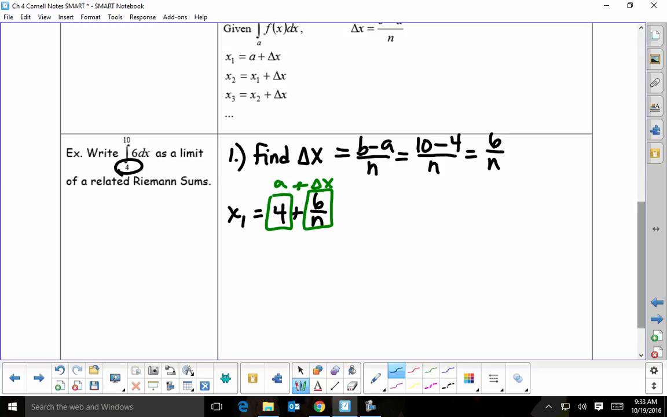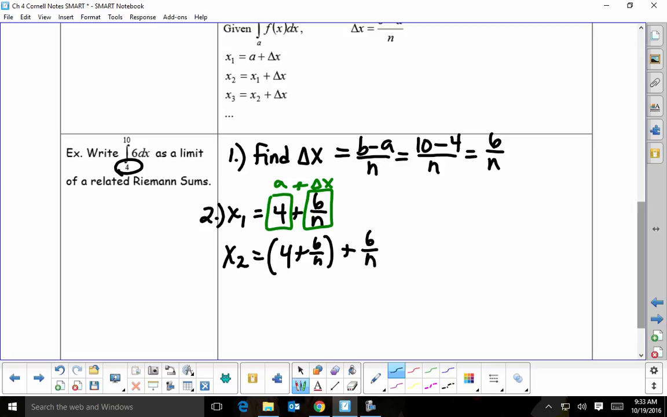So this is going to be our step 2. We're going to see the pattern. So then what's the next x value going to be? Well, we're going to take what we just got, and then what are we going to add on to it to get to the next spot? 6 over n.